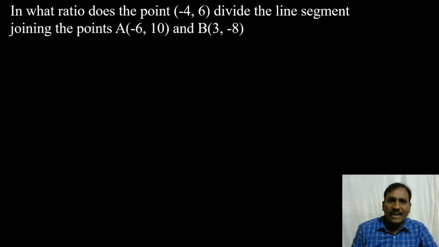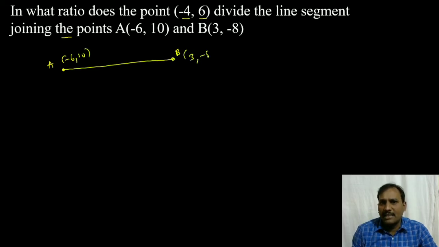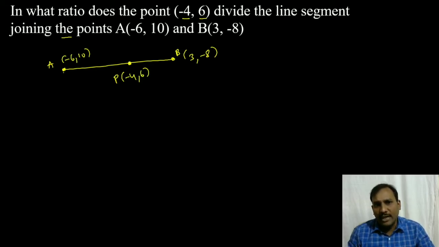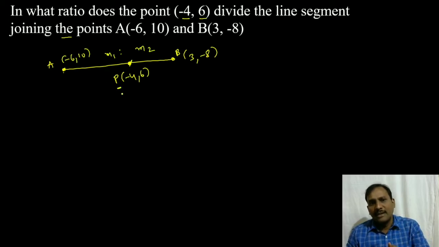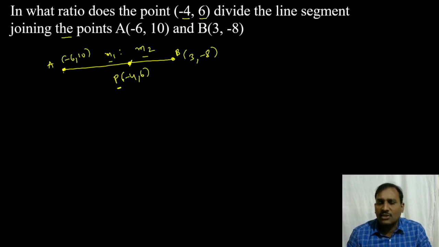Next question. In what ratio does the point (-4, 6) divide the line segment joining the points A (-6, 10) and B (3, -8)? Okay. So here they have given the points. So let us take A as (-6, 10) and there is a point B (3, -8), and they have given that a point P is dividing AB in some ratio. The ratio we have to find. In the previous problem they have given the ratio m1 is to m2 and we have found the value of P. But here they have given P and they are asking us to find the ratio m1 is to m2.